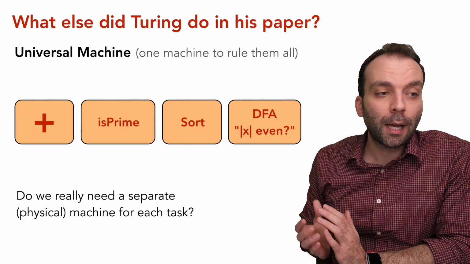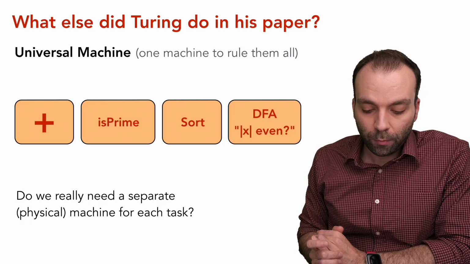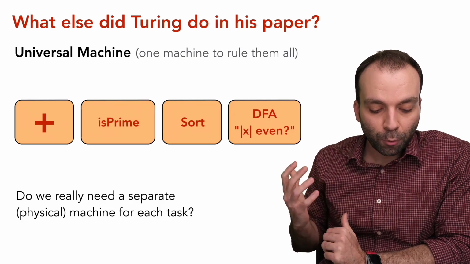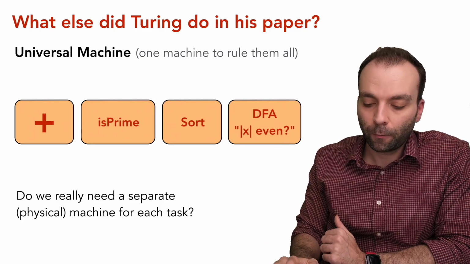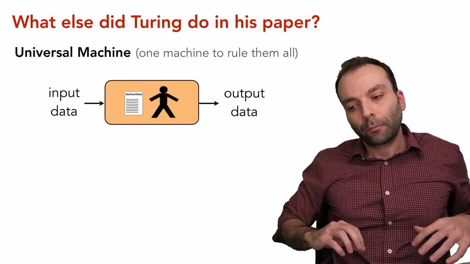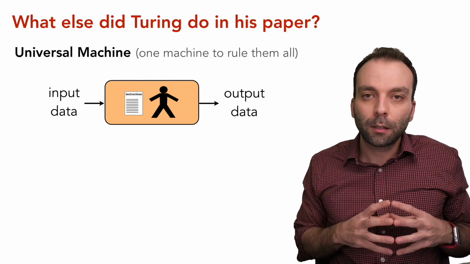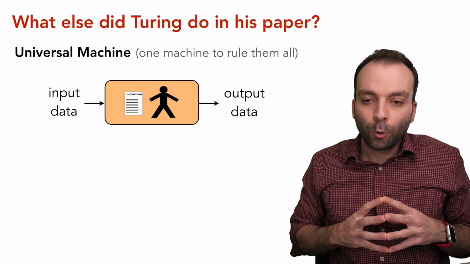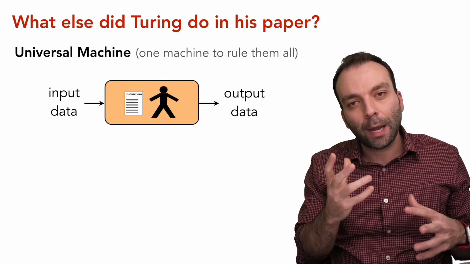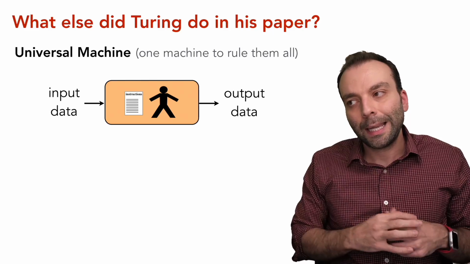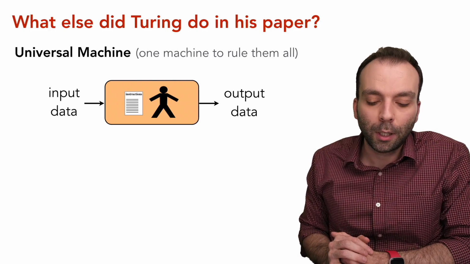But now the question is, do we really need a separate physical machine for each task? And Alan Turing realized that no, actually, he introduced this concept of a universal machine, which means you don't need a separate machine for each task. Now, perhaps in hindsight, you might say that's clear or obvious. But to motivate it, I think you need to look at it from the right angle. If you look at things from the right angle, in some sense, you could say it's obvious. If you don't, it might be a tricky concept to come up with.